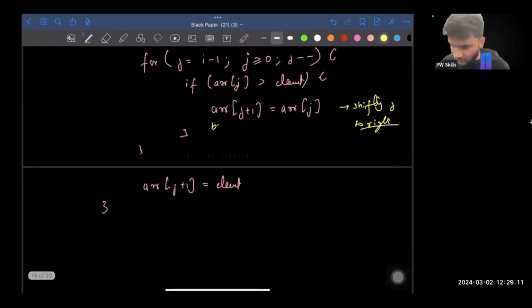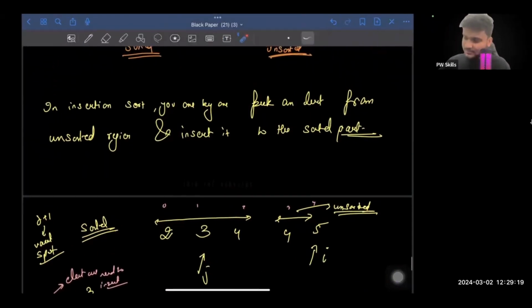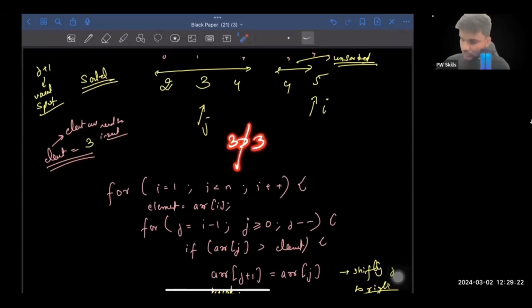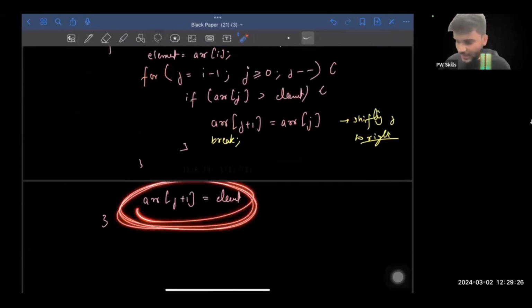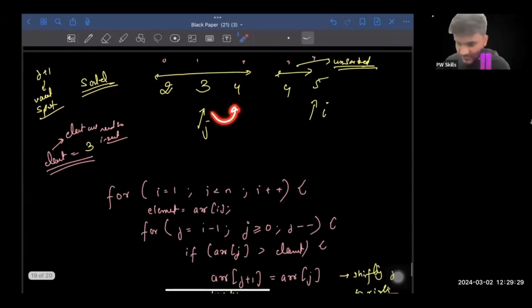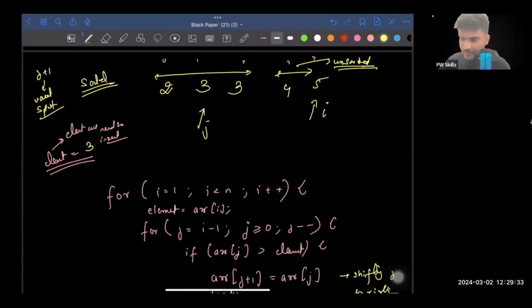So what you can do is break here. The moment you realize 3 is not greater than 3, you break out of the loop. At ARR of j plus 1, you put element. What is j plus 1? This was the vacant spot. You put 3 here, and you can see the whole array is sorted. That's how insertion sort works. How it is different from bubble sort and selection sort is that it is not doing swapping exactly. There is some level of swapping, but we are referring to that swapping as a push.